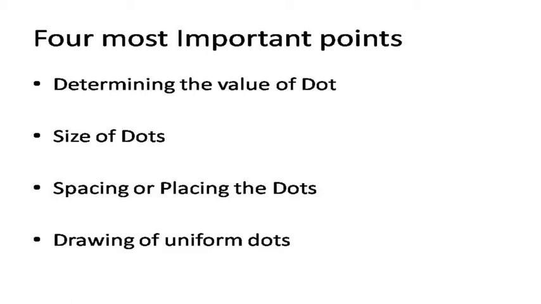Second, size of dots. Size of dot is very important because size of dots has a great bearing on the ability of a dot map to convey the real picture of distribution. Third, spacing or placing of dots. The third step after fixing the value and size of the dot is to put the dots on the map. Last one is drawing uniform dots. The most important thing about dot method is that all the dots placed on the map should be of uniform size and they should be absolutely round in shape.